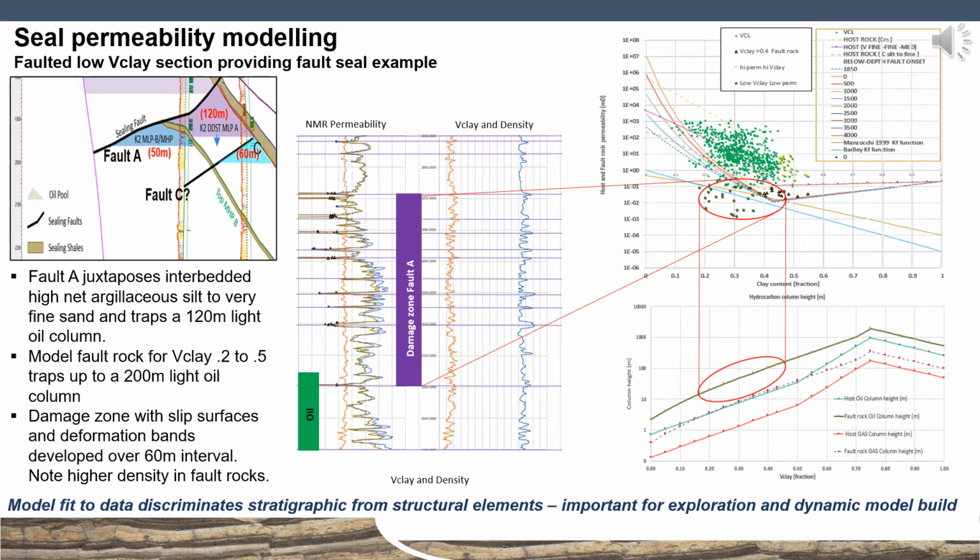This is a case where an argillaceous silt to very fine sand sequence, when faulted, traps a 120 metre light oil column at fault A. Looking at the plots on the top right, you have V-clay perm, and you can see the points associated with the fault model. And in the well, you can see over a 60 metre interval a number of deformation bands and slip zones. The column heights here in the model all show column heights up to about 200 metres. So this model explains quite readily the occurrence of hydrocarbons in this area.